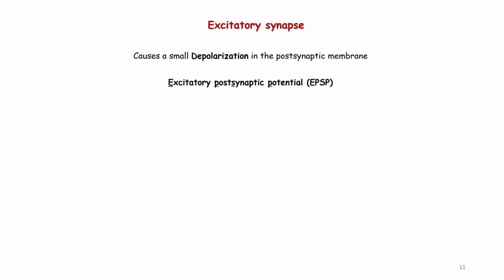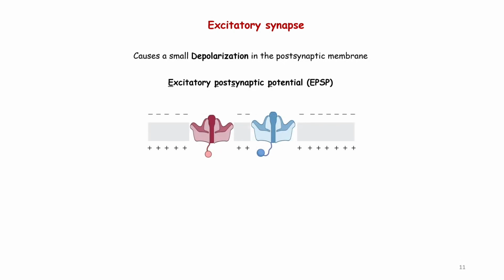When communication occurs through excitatory synapses, it causes a small depolarization in the postsynaptic membrane. Now, depolarization means when the membrane potential increases above the resting potential. And the resulting membrane potential change is called excitatory postsynaptic potential, or in short EPSP. And this depolarization occurs due to the opening of voltage-gated sodium channels through which sodium enters inside the neuron. And in many cases, voltage-gated calcium channels also open and through which calcium enters. And by the movement of these two ions inside the neuron, depolarization occurs.